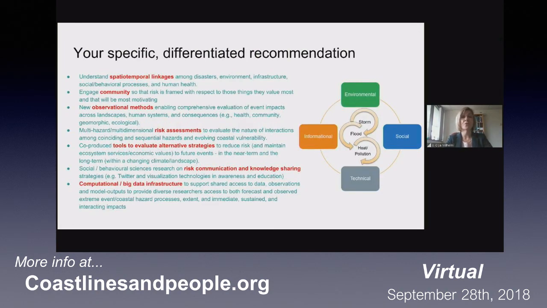Specifically, we are recommending to focus on the processes and relationships among different coastal hazards across different spatial and temporal scales in a larger context of environmental, social, technical, and informational systems while engaging stakeholders. To do this work, we need to develop new observational and analytical methods for both data collection and multidimensional risk assessments, and also co-develop tools to evaluate alternative strategies to reduce risk, communicate risk to the community, and also share knowledge broadly within the community and stakeholders.